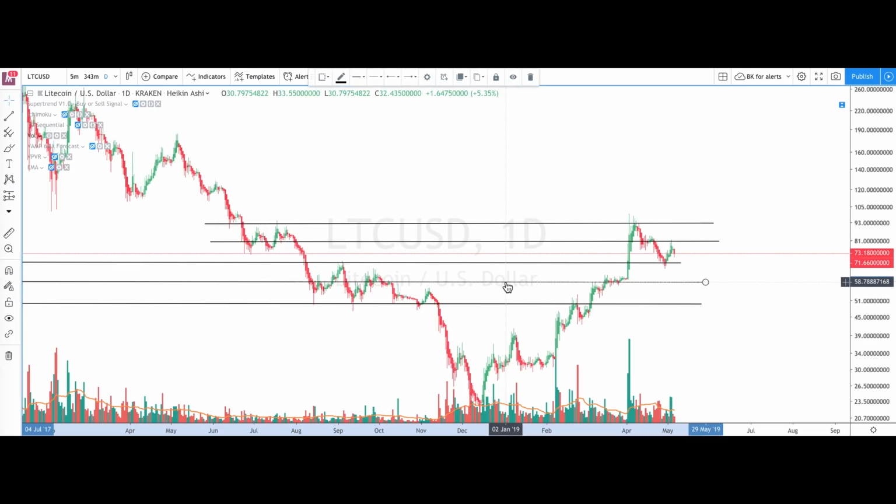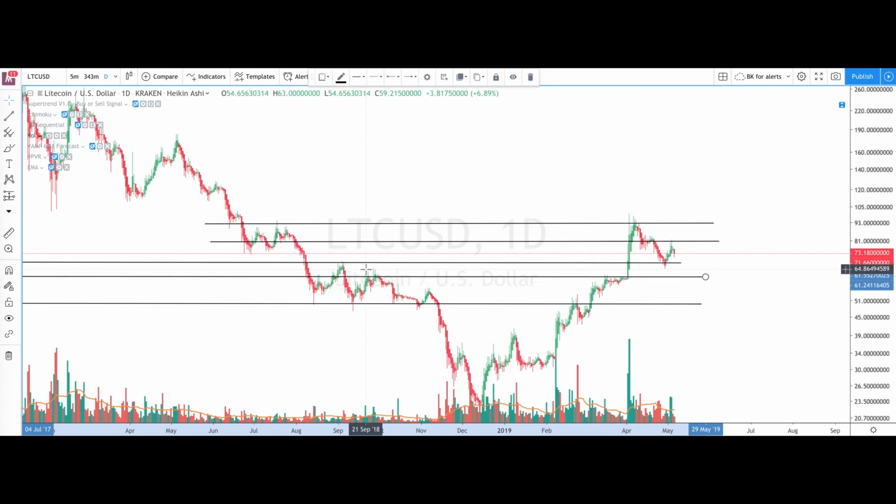Now, we have these drawn as lines, but really I like drawing boxes to give us ranges, because this could be anywhere from 61.25 down to 57.75, right? So there's some range that we'd be looking to target, and most likely, because we've got some action back in here as well, we'd be looking to target in this area of about 61.25.